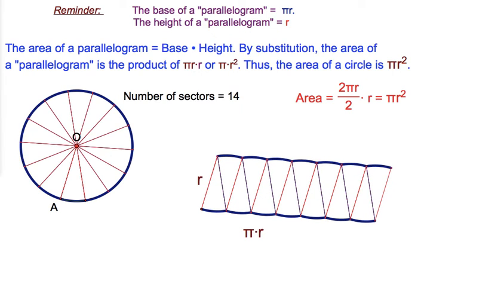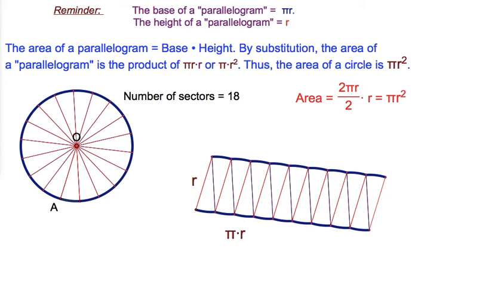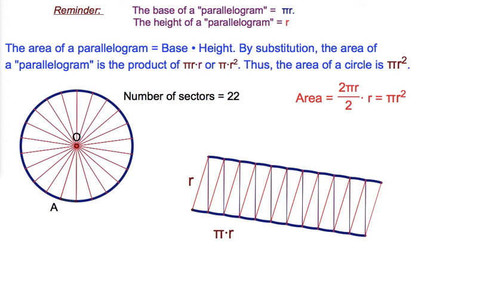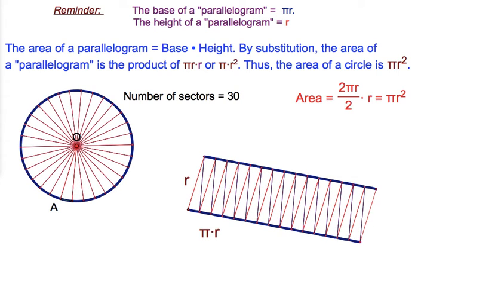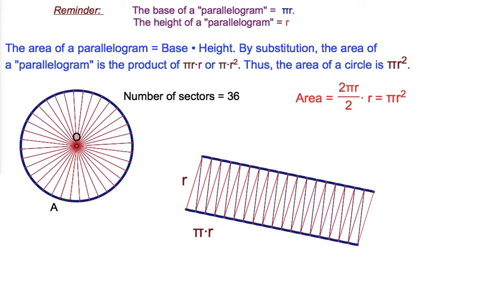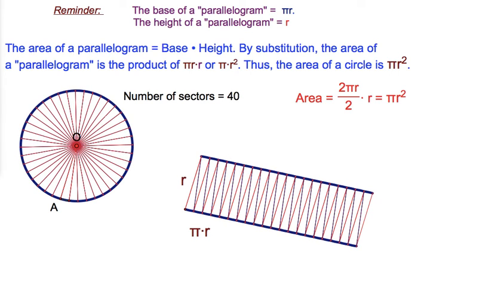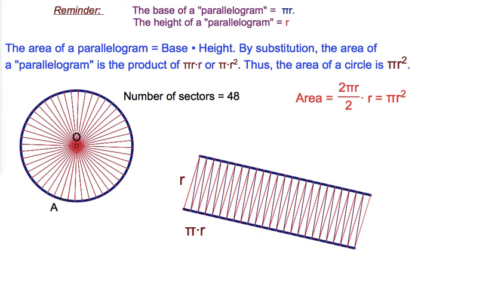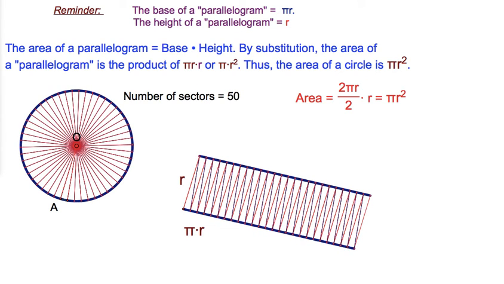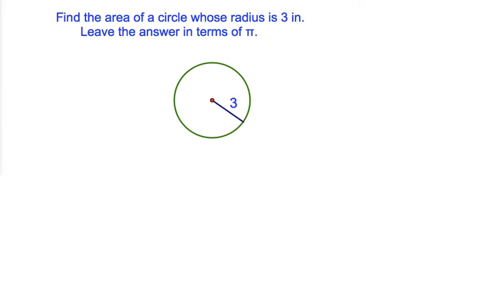The area of a parallelogram is equal to base times height. By substitution, the area of a parallelogram is the product of pi r times r, or pi r squared. Thus, the area of a circle is pi r squared. We will now review some related problems.